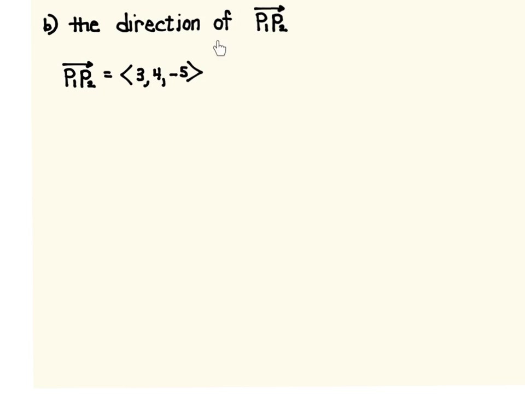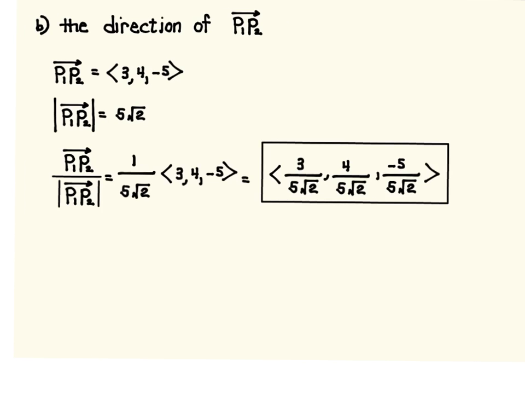Now we're going to find the direction of vector P1 P2. Again, we put it in component form. We already know what the magnitude is. And the directional vector is basically the magnitude times the vector. So here we have it in component form.